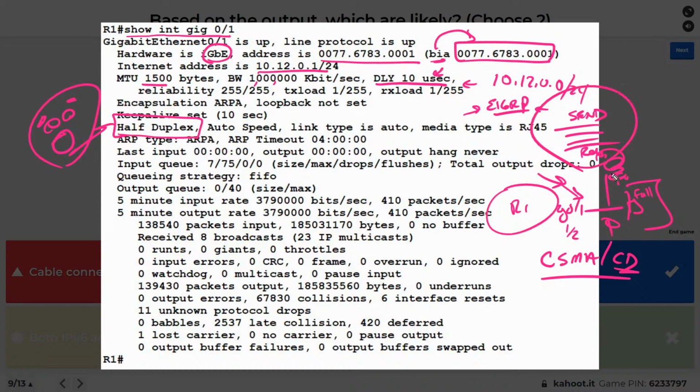So in an unshielded twisted pair, there's 4 pairs. 2 of them are used, 2 for sending and 2 for receiving. And with full duplex, we're expecting never to have a collision. We're expecting never to have to wait and listen to see if it's clear. It's like having a private road.